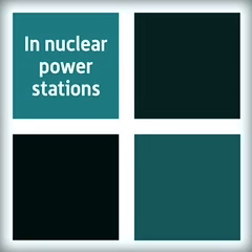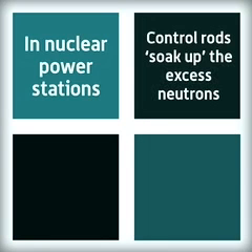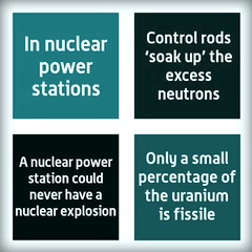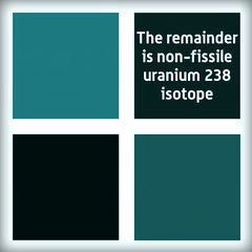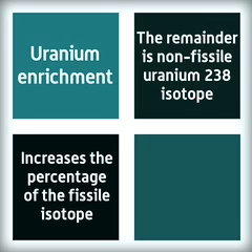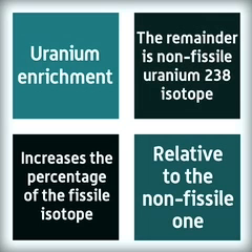In nuclear power stations, control rods are used to soak up these excess neutrons, though the reaction in a nuclear power station could never run out of control as in a nuclear explosion, because only a small percentage of the uranium fuel is in the fissile uranium-235 isotope. The remainder is in the non-fissile uranium-238 isotope. The process of uranium enrichment increases the percentage of the fissile isotope relative to the non-fissile one.